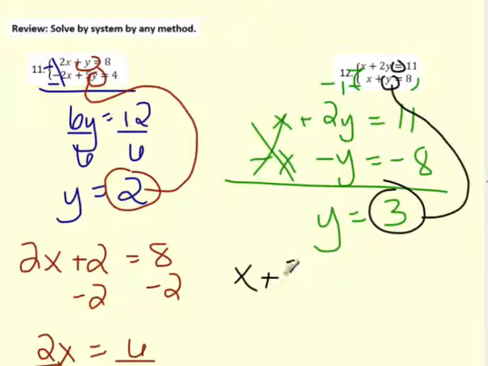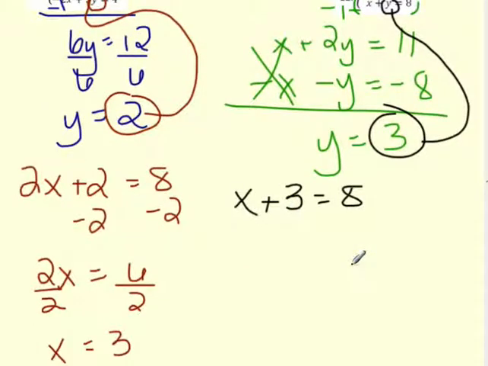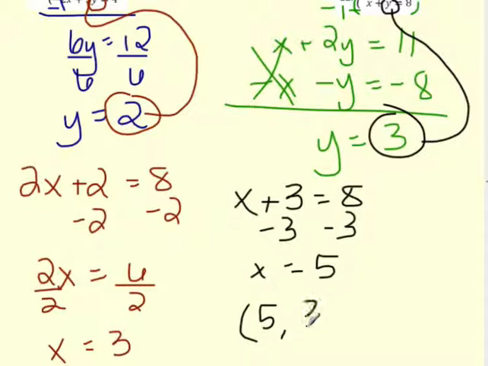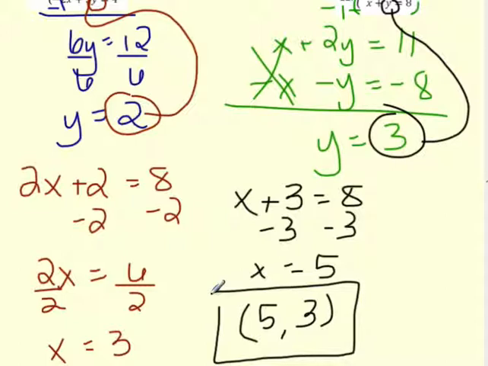So now I'm going to take y out completely and put 3 in instead, and that's going to be equal to 8. Then I'm going to subtract 3 from both sides, and I get that x is equal to 5. So now I want to write that out as a coordinate point. First my x, then my y. So that right there is my final answer for number 12.